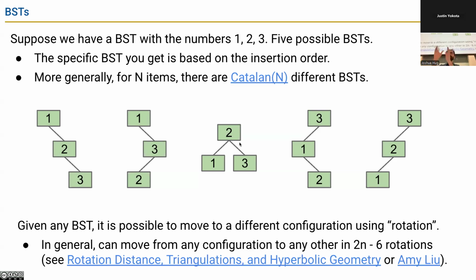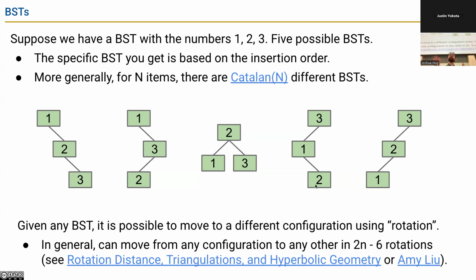Like a Rubik's Cube, there's a sequence of operations that will take you from some set of states to other sets of states. And in the case of the binary search tree, all of the states are accessible using this rotation. In general, you can go from any configuration to any other in a linear number of rotations, the specific number. Here's a paper if you want to read it. And here's a blog post.